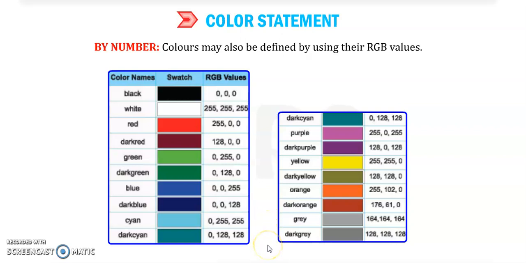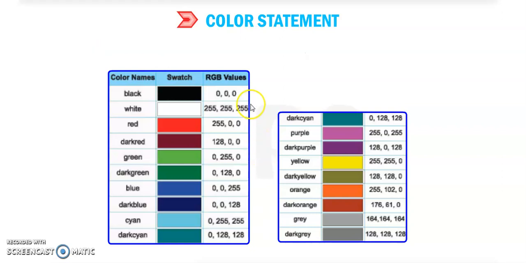Then we can specify the color by number also. Color may also be defined by using their RGB values, red, green, blue. These three are the basic colors. All the colors will be made with these colors only. RGB stands for red, green and blue.